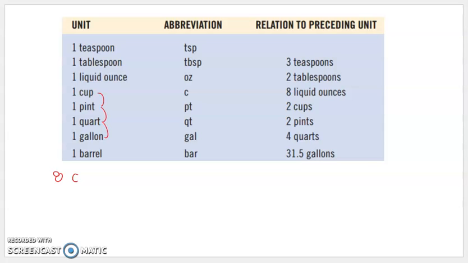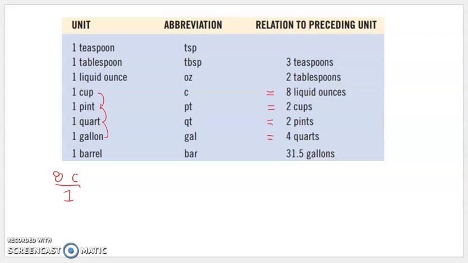And notice these conversions. 1 pint is equal to 2 cups. 1 quart is equal to 2 pints. And 1 gallon is equal to 4 quarts. So it looks like I'll need a few steps here. Excuse me, I don't know why I got ounces involved, but they shouldn't be here. Cups to pints, pints to quarts, and quarts to gallons. I'll need 3 steps.